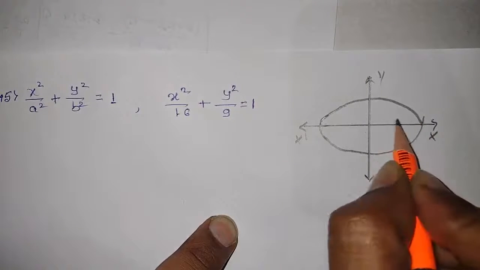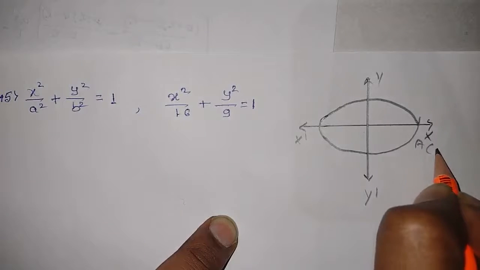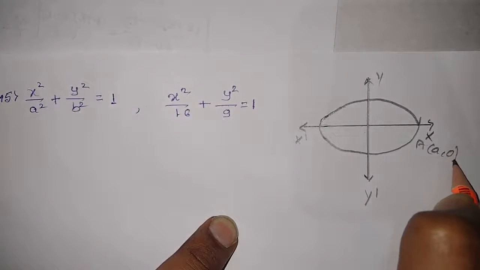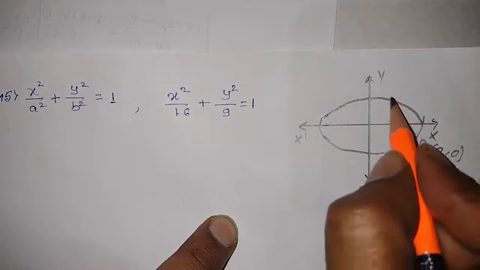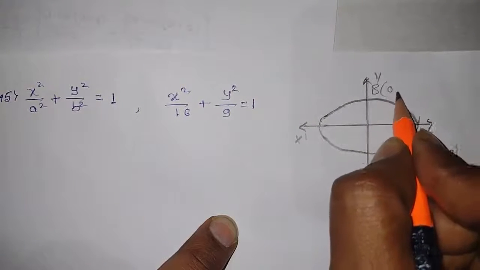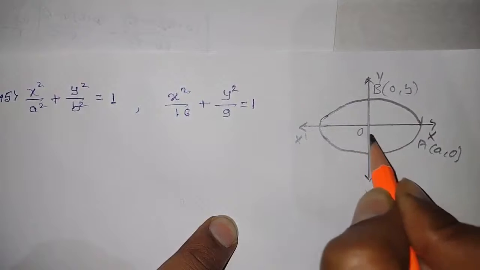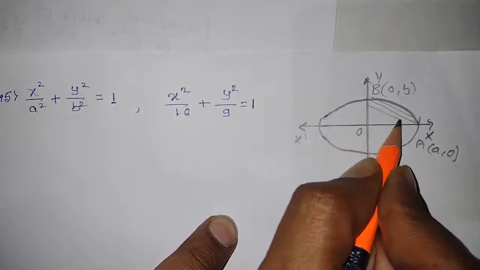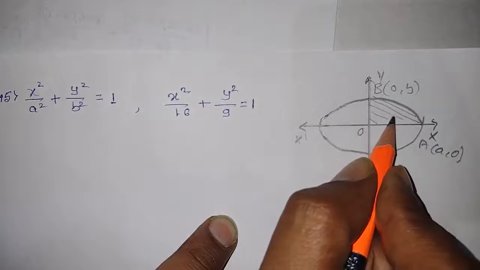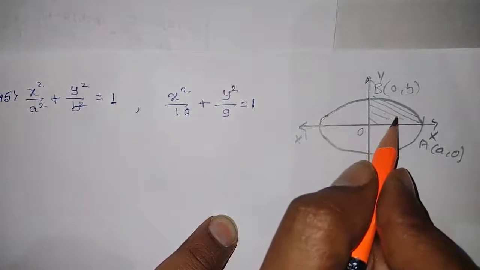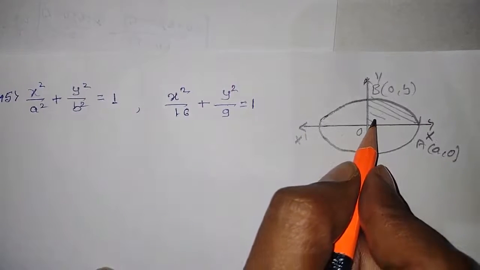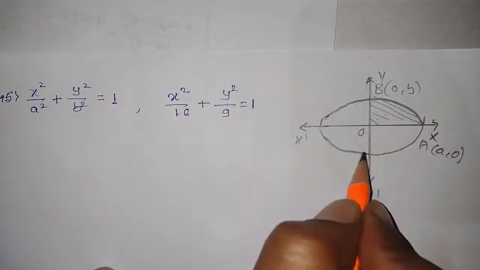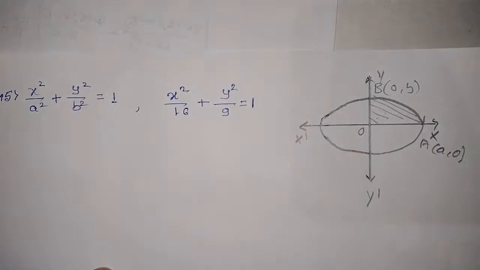Call it as point a comma 0 because the point is on x axis, and point b call it as 0 comma b with respect to the origin O. In this problem we have to find out first one region, because in this diagram we have 4 regions, but we find one region. After that multiply by 4, we will get the area of the ellipse. Yes, this is your diagram.